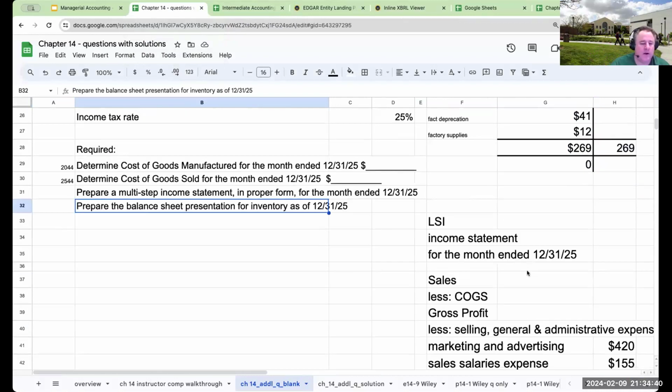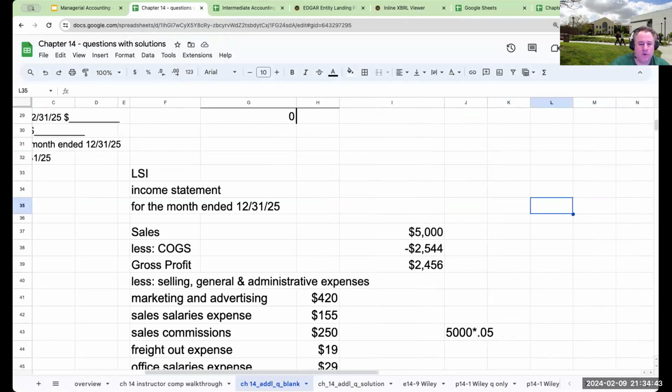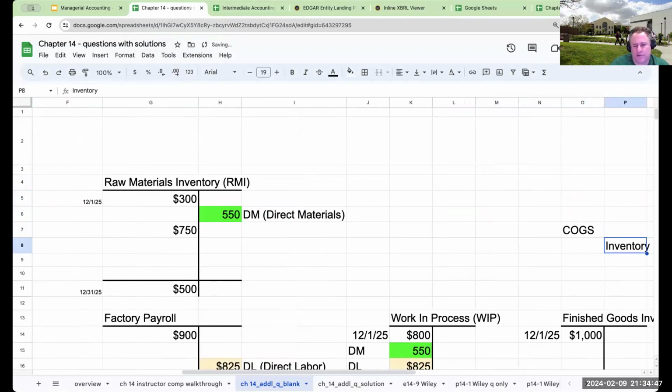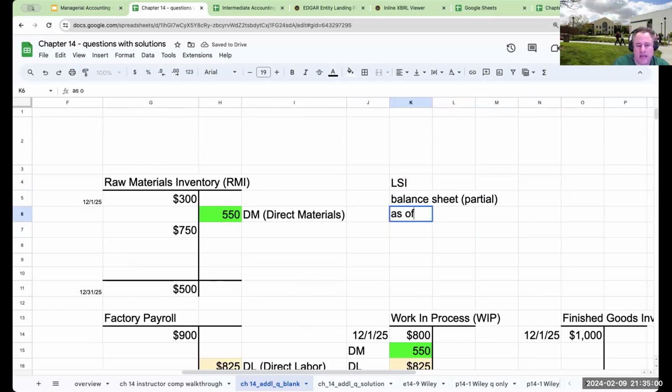Now, for this one over here, when we're going through and looking at inventory, this is actually a relatively, I'm going to call it simple, but a relatively straightforward thing to do. We have over here LSI, balance sheet. I'm going to call this partial, as of 12/31/25. Remember, the balance sheet is a snapshot in time, right? It's basically you're taking a photo, and this is what our balances were.